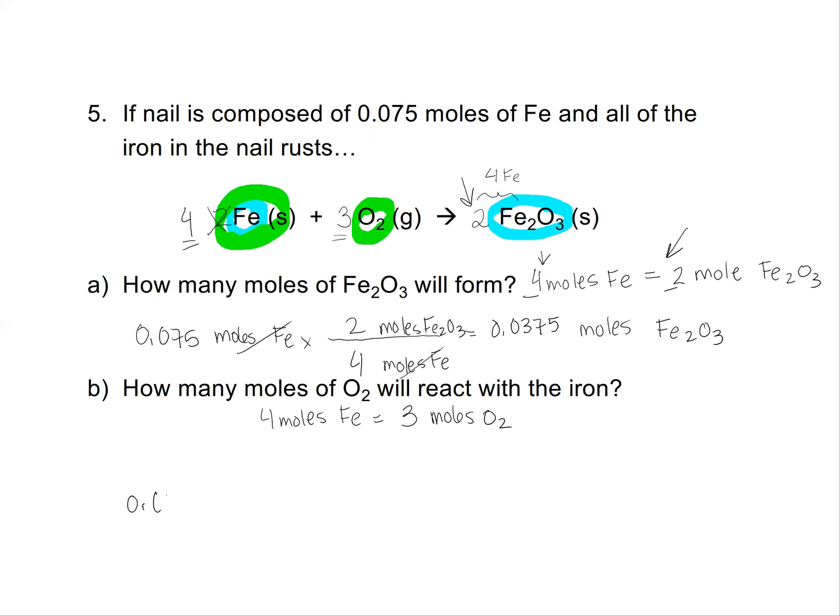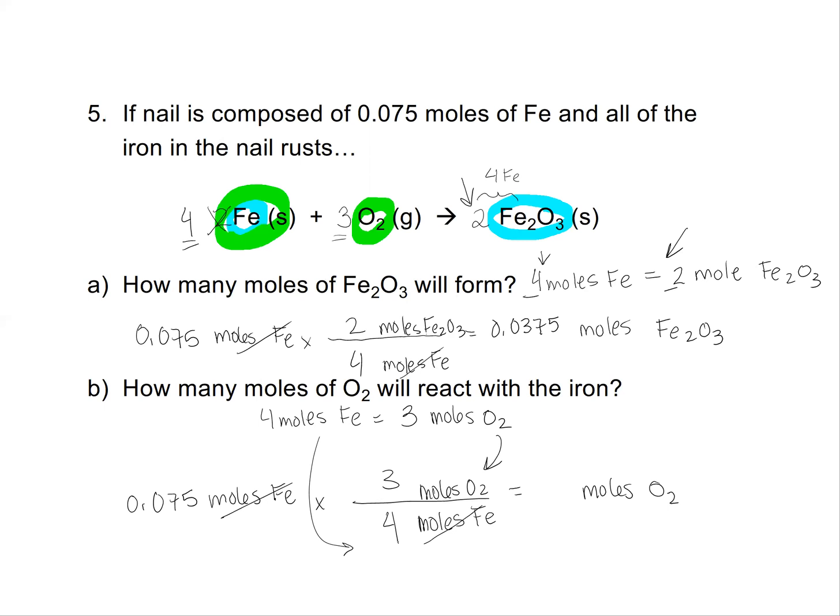So again, my starting point is the 0.075 moles of iron. And I want to end with units of moles of oxygen. So my moles of oxygen will be my units at the top of my conversion factor, so that way I keep those units. And moles of iron will be the bottom half of my conversion factor, so they'll cancel out with the moles of iron I'm starting with. And I'll just input my conversion factor values, 3 moles of oxygen divided by 4 moles of iron. And now I will go ahead and multiply this out, and I'm going to get 0.025 moles of oxygen.